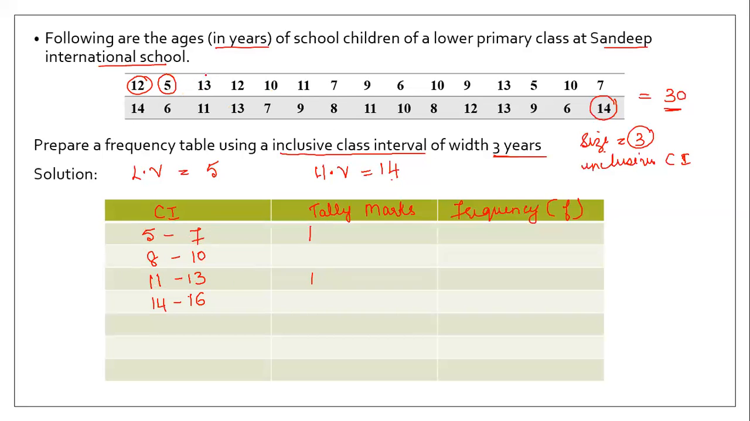So here. Next 13. So 11 to 13. So 13 is here. You can put it over. 12. So where is 12? 11 to 13. So it is between that. 10. Where is 10? We have 10 here. 11. Okay, here. 7. 5 to 7. Okay, here. 9. 8, 9, 10. 9 is between 8 to 10. So we can put it here.